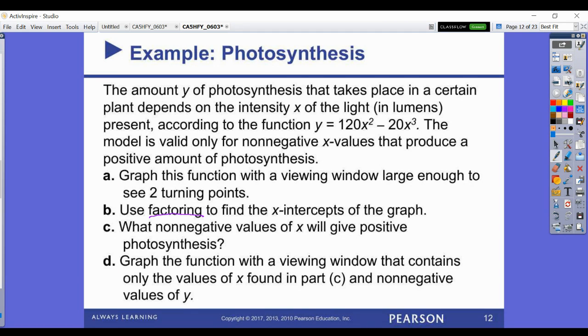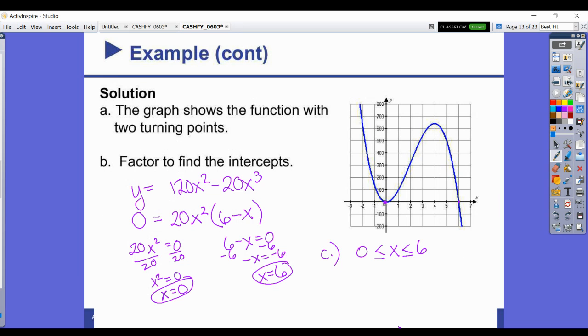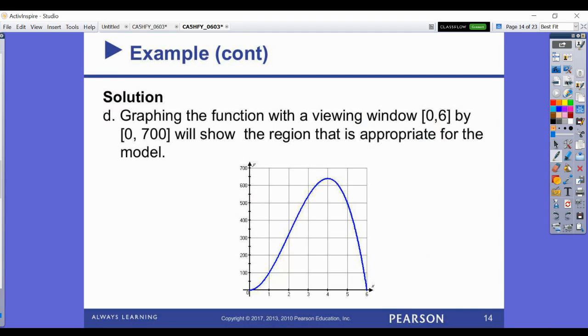So they just want you to change your window to be from 0 to 6, and then your y window to be from 0 to 700 or 800. Up to you. The top end of that can be a little bit higher, but the x has to be from 0 to 6, because if we go either direction, we will have some other answers there.